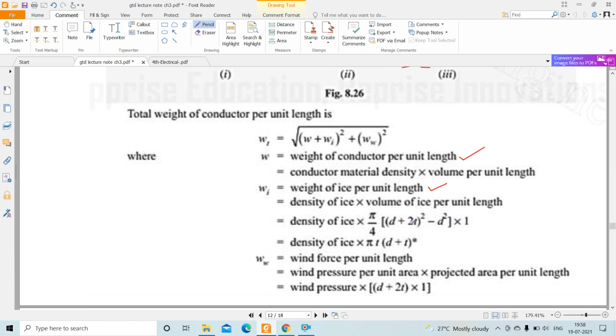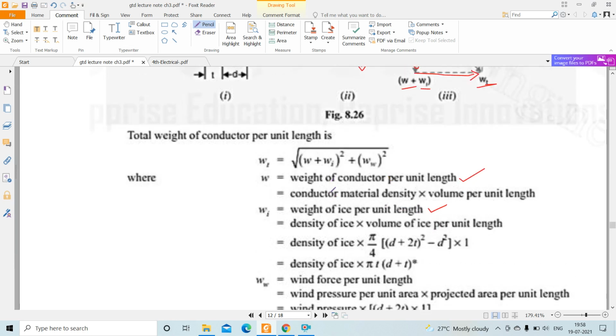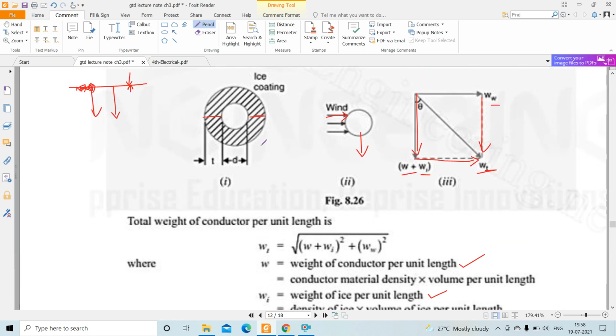Okay, this is the formula for volume, pi by 4 into (d plus 2t) whole square. This is the total diameter. We need to find the volume of ice. So see, what is the ice diameter? d is the conductor diameter and t is the thickness of ice coating.